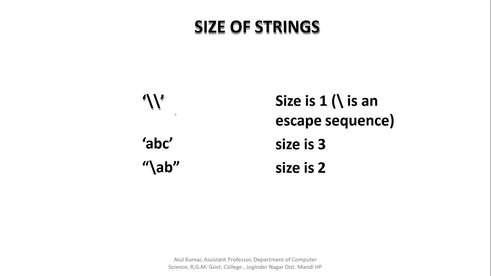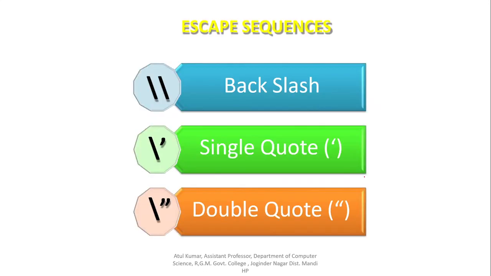Next we have the size of the string. The size of the string is basically the length of the string. In this case the size of the string is 1, as the backslash is an escape sequence. Similarly, we have 3 characters, so the size is 3. In this one we have 2 characters, as this is an escape sequence that is not treated as one, so the size here is 2.